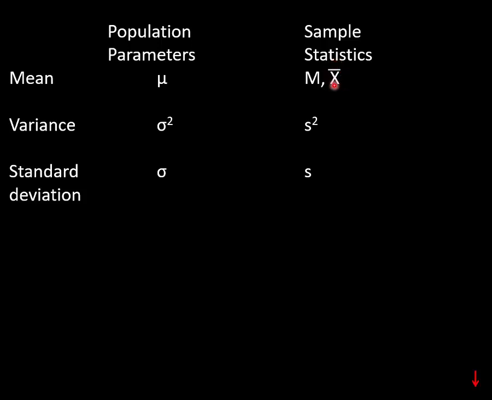So this is called X bar. So M or X bar, either of those could refer to the sample mean. Mu refers to the population mean. Little s squared refers to the sample variance. Greek letter sigma squared refers to the population variance. And because standard deviation is just the square root of the variance, sample standard deviation is represented with just s, population standard deviation with Greek letter sigma.